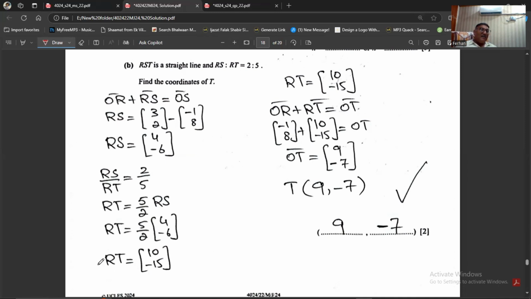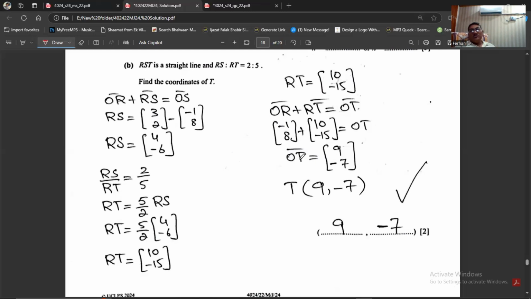So now I know the column vector for RT. I will apply the position vector formula, and that will be OR plus RT is equal to OT. I hope you understand what the position vector is. OR plus RT is equal to OT. So OT is the question. OR, I know the position vector of R, that is minus 1, 8. RT is 10, minus 15. So minus 1 plus 10 is 9, 8 plus minus 15, so 8 minus 15 is minus 7.